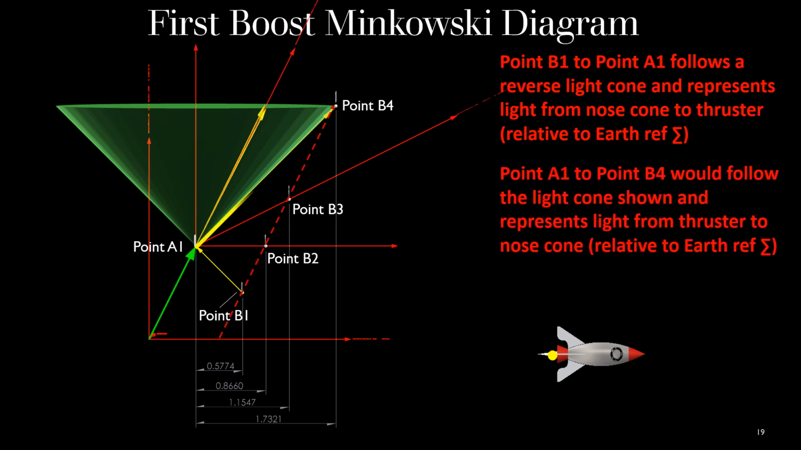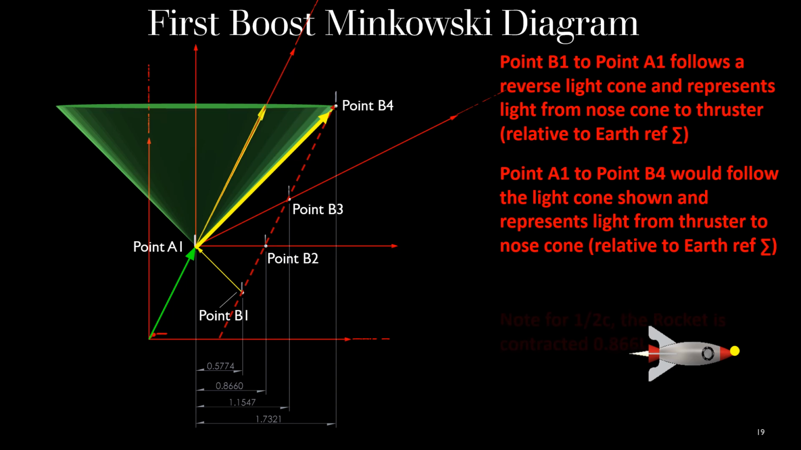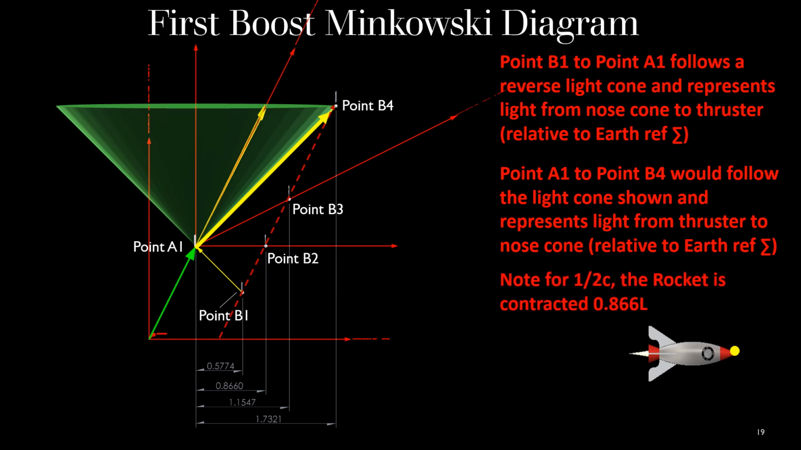Point A1 to B4 follows along the light cone shown and represents light from the thruster back to the nose cone of the rocket. The rocket is contracted to 0.866 times L in the sigma frame, and the light travels twice this distance along X to reach the cone.